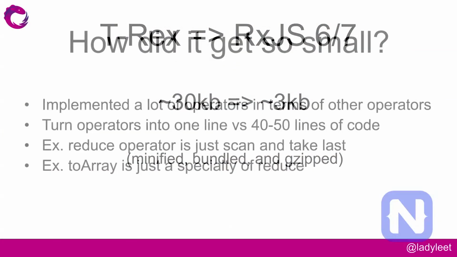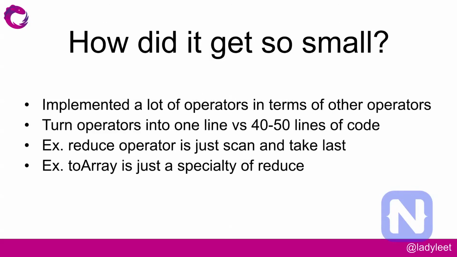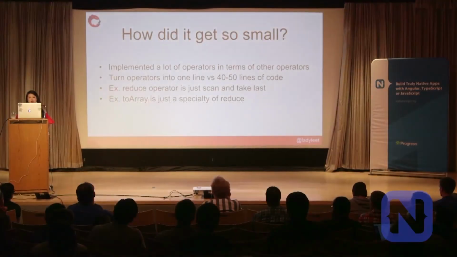But you might wonder, how did it get so small? So Ben basically rewrote everything again and implemented a lot of operators in terms of other operators. So he was able to turn a lot of operators into one line of code versus 40 to 50 lines of code. Examples of this would be the reduce operator is just scan and takeLast combined, or toArray is just a specialty of reduce.